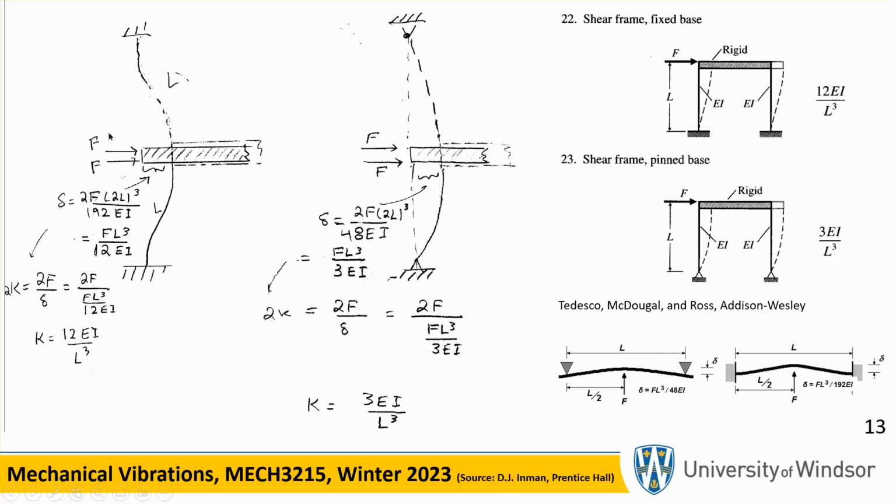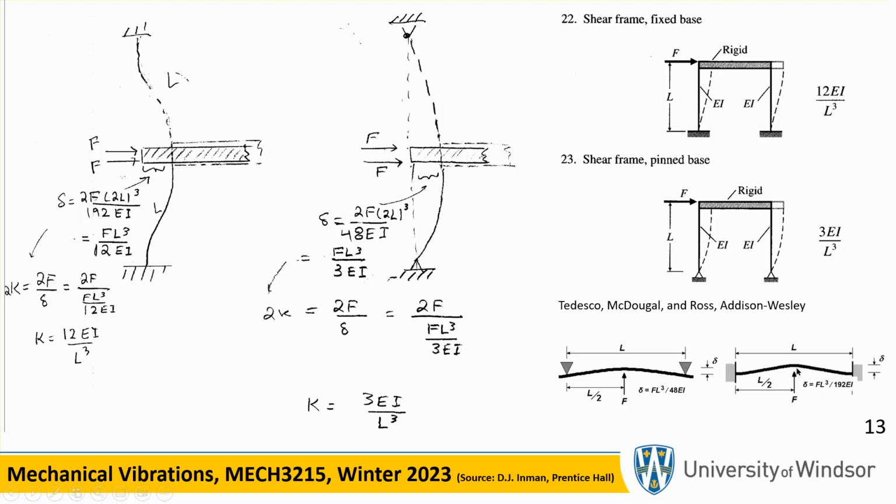So 2F, and a length of 2L. 2F and a length of 2L allows you to use this formula down here, right there. So 192 in the bottom, okay? 192 in the bottom. You just look at this thing, okay?